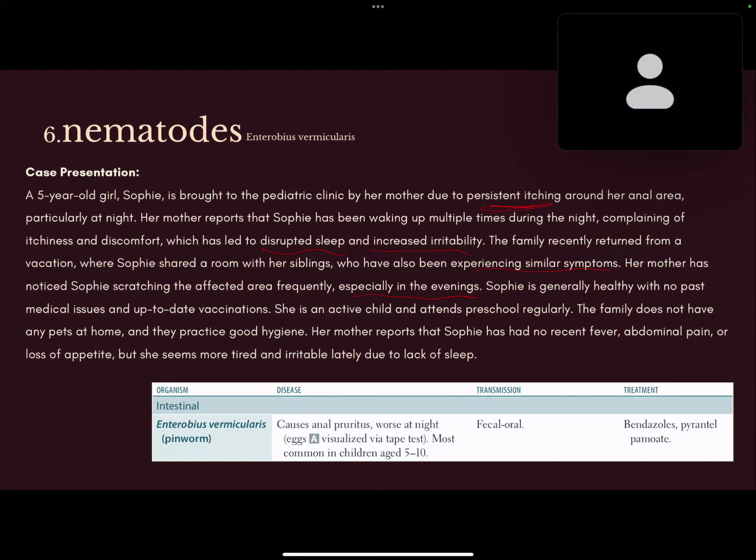Also, I forgot to say that probably her age. Yeah, exactly. Glad you caught that. I was about to mention that actually. Yep, her age. Okay, perfect. Thank you so much. So yeah, again, this is Enterobius vermicularis, pinworms, anal pruritus, worse at night, visualized via tape tests for the eggs. Most common in children aged 5 to 10, fecal-oral transmission. Okay, all right.